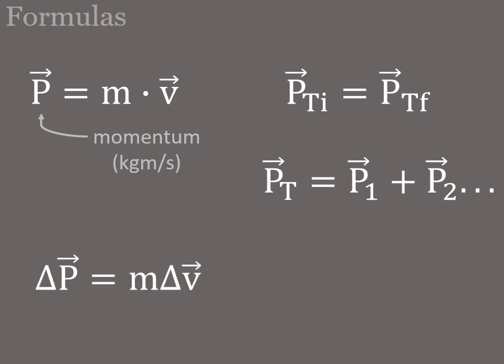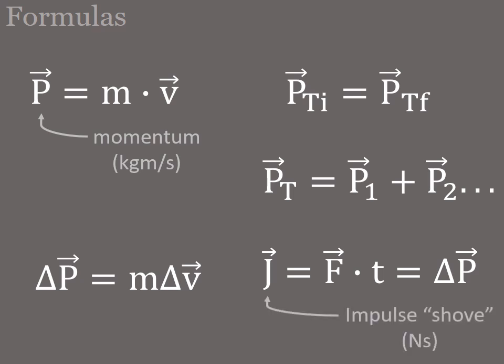When an object undergoes a change in momentum, it is due to a change in that object's velocity. As earlier stated, a change in velocity occurs when a force is applied. The change in velocity of the object will depend on the magnitude of the force and how long that force is applied to the object. This product is referred to as impulse, symbolized by a capital J, and it is expressed in units of Newton seconds. J is thought of as a shove.